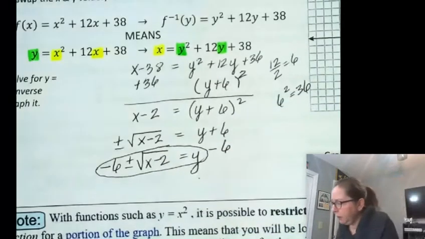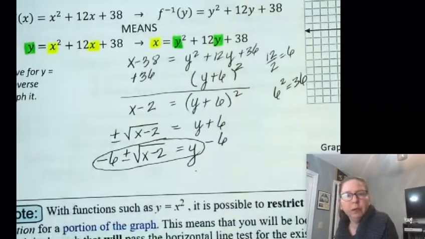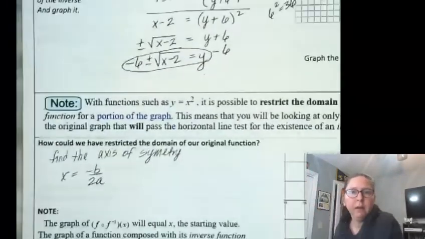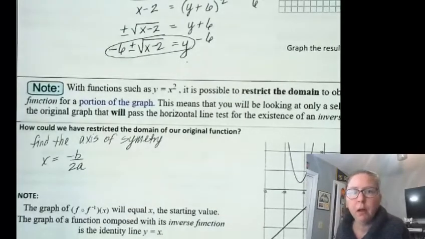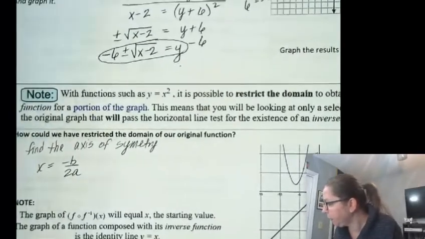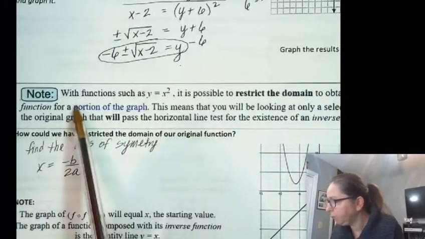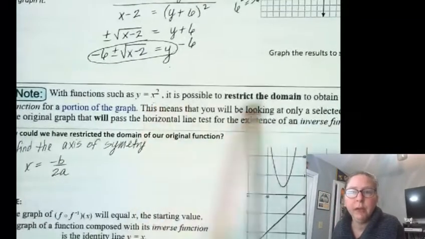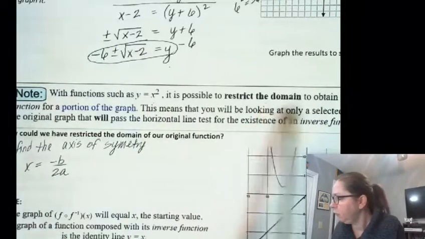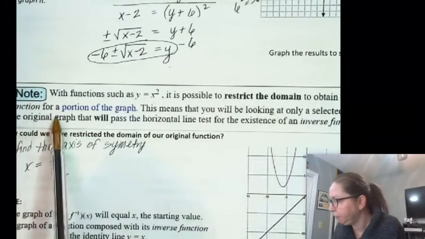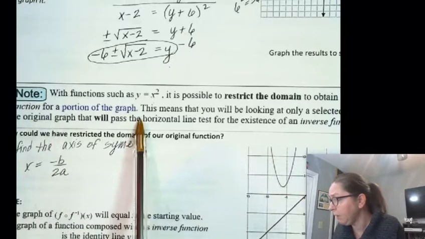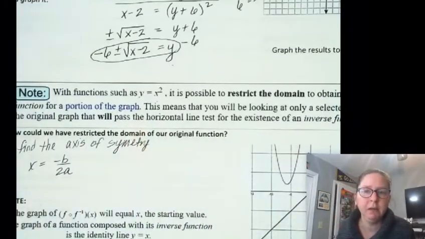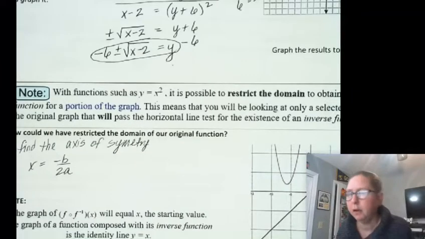All right, so let's talk briefly about how some functions need to have a restriction on the domain. When you have parabola functions, you can restrict the domain so that your inverse function is only for a portion of the graph. It's going to cut it in half. So I'm going to show you that.